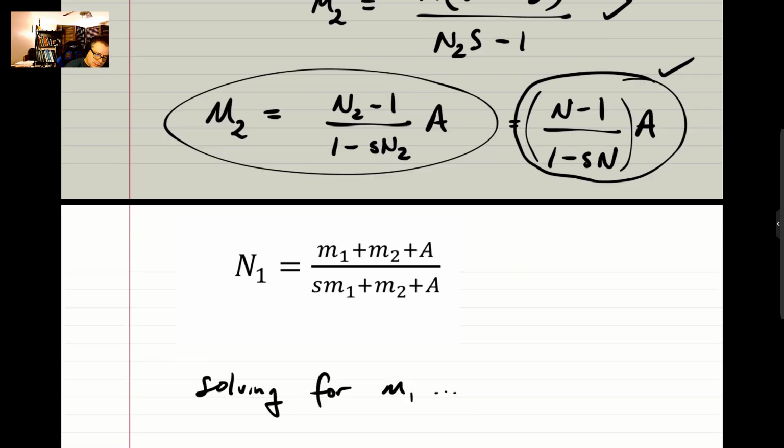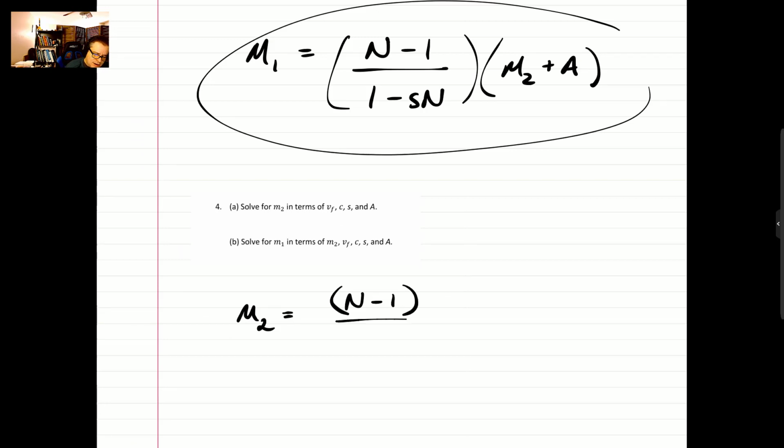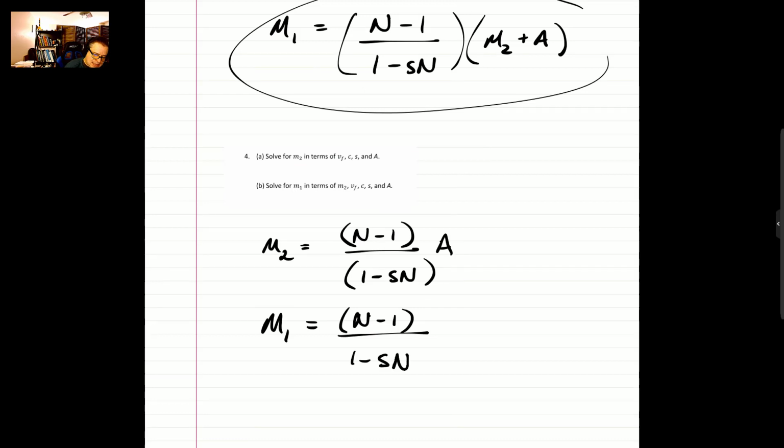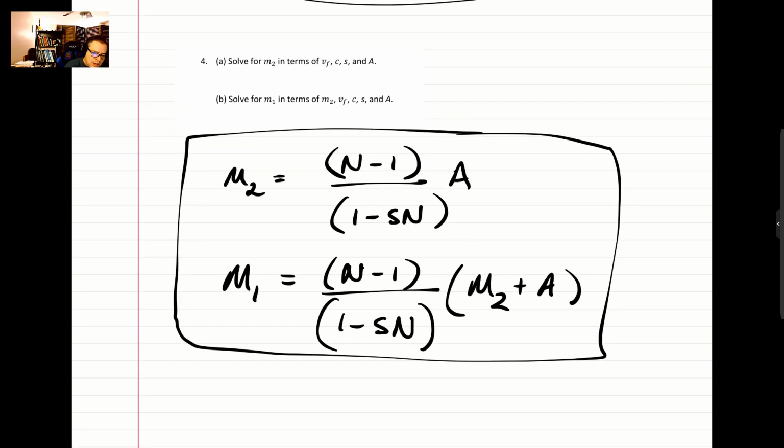So conclusion, we've got this factor N minus 1 over 1 minus Sn that we multiply by the payload mass to get M2, and to get M1, the mass of the first stage, you take that same factor, N minus 1 over 1 minus Sn, and you multiply by the stage 2 step mass plus the payload. Oh, actually, that's not quite answering the question, is it?